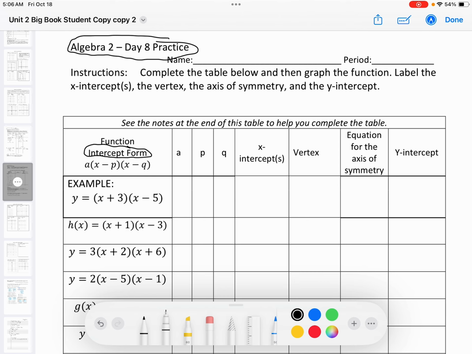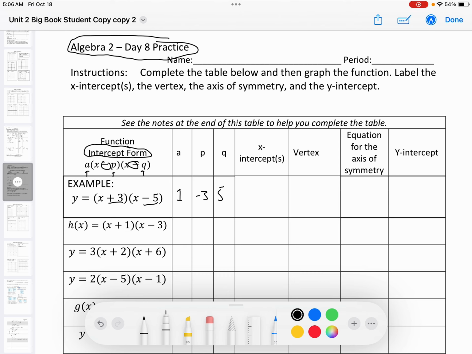Now I know that at this point, I'm getting pretty good at finding these values for these functions. A is the number that's in front of the parentheses. P and Q is what is on the inside of the parentheses, and remember that they are the opposite of what we see. So for this first example, A would be 1, P would be the opposite of this plus 3, so it's going to be minus 3, and Q is going to be the opposite of this minus 5, so it would be a positive 5.